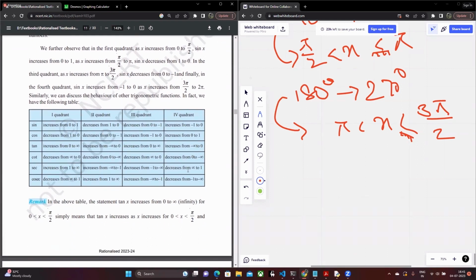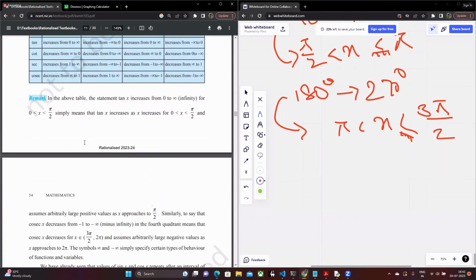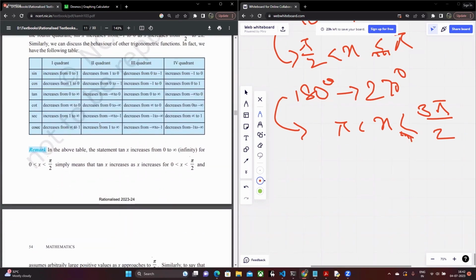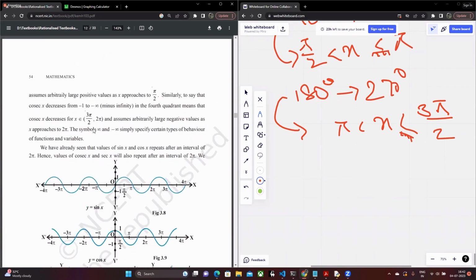And you have this handy table, the behavior of trigonometric functions in the first, second, third, and fourth quadrant, where you deal with the increasing, decreasing nature. You'll also deal with that in the derivatives chapter, because this has to do with the derivative of the function f of x equals sin x. But I won't deal with that over here. We'll learn that in derivatives. We have a lot of time for that.